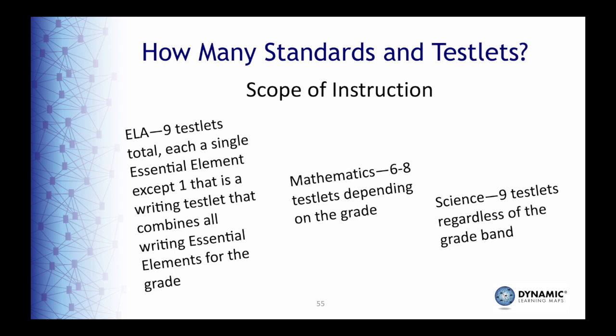Consider the scope of essential elements to be taught and assessed. With the exception of writing testlets, each testlet a student takes assesses a single essential element. So, ELA has 8 assessed essential elements for reading literature, reading informational, and language, plus 2 to 5 writing essential elements that are combined into a single writing testlet. Mathematics has 6 to 8 testlets, depending on the grade. And science has 9 testlets, regardless of the grade band. Considering the scope of essential elements to be taught for the grade or grades of the students in the class is an important consideration when approaching instructional planning.